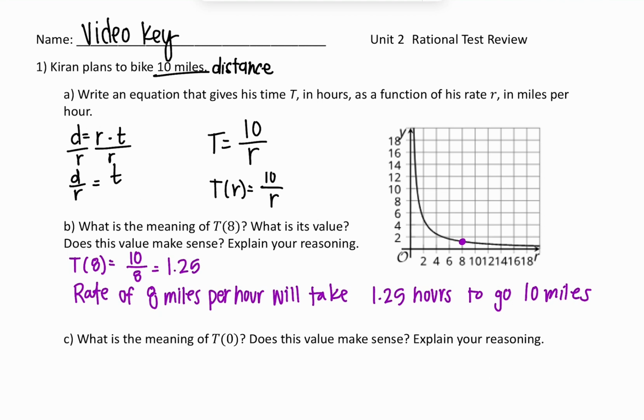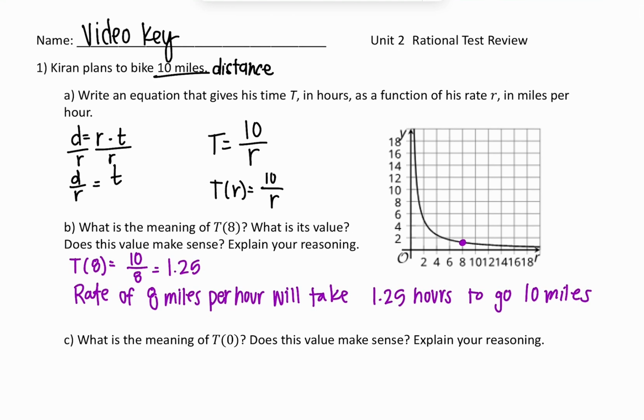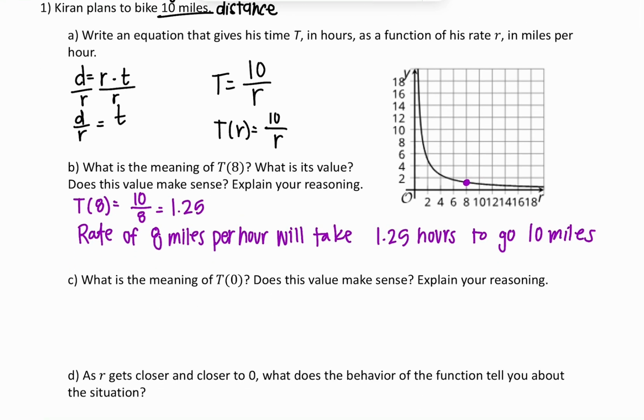And it does make sense because the faster he travels, the less time it will take. So you can write that. The faster he travels, the less time it will take.